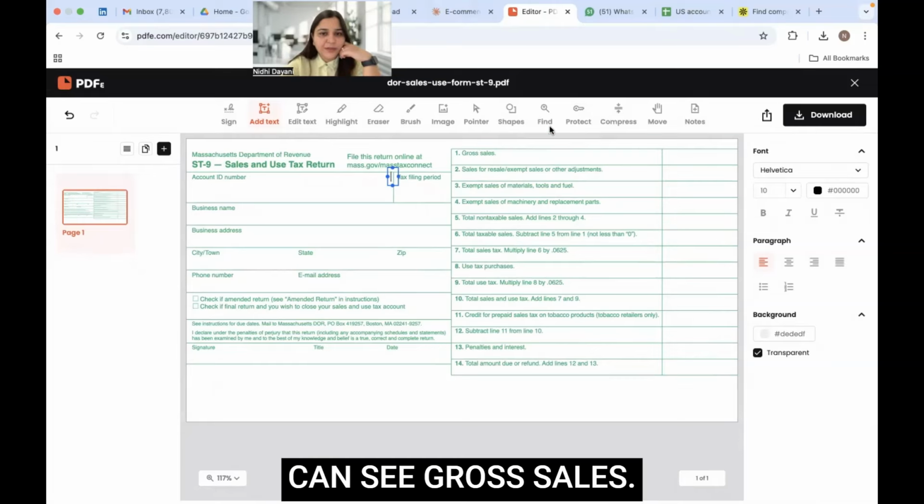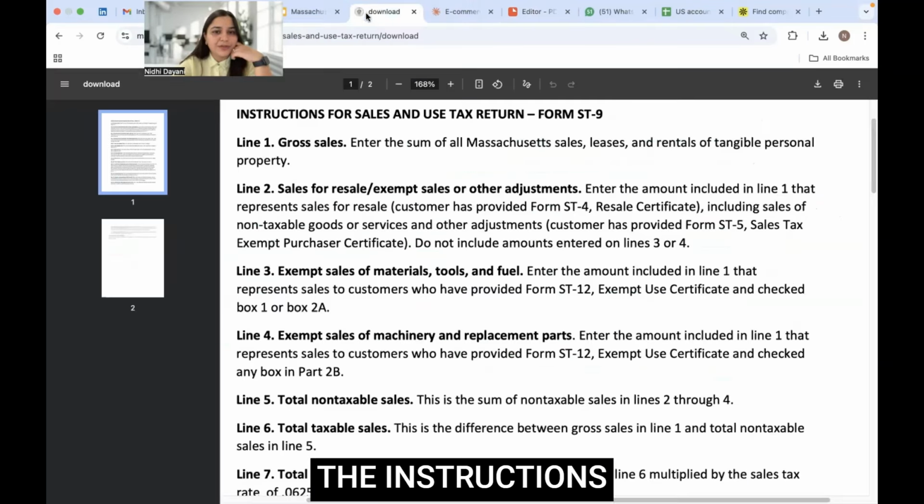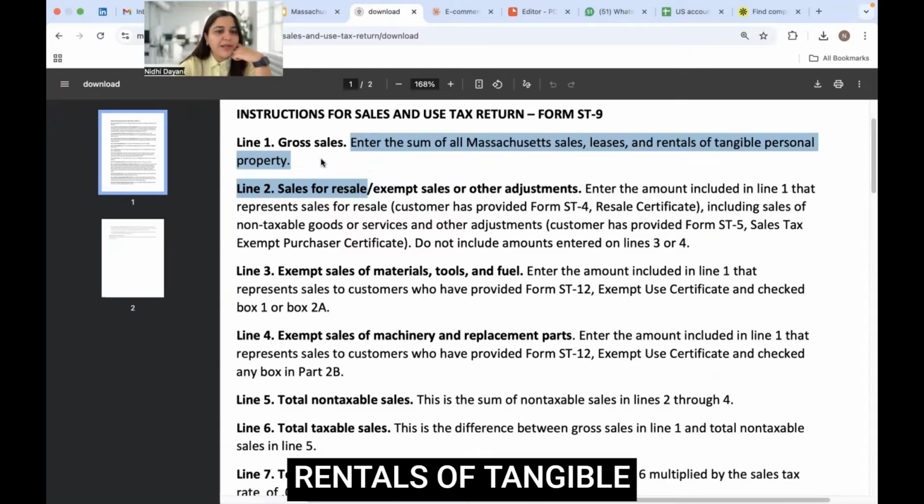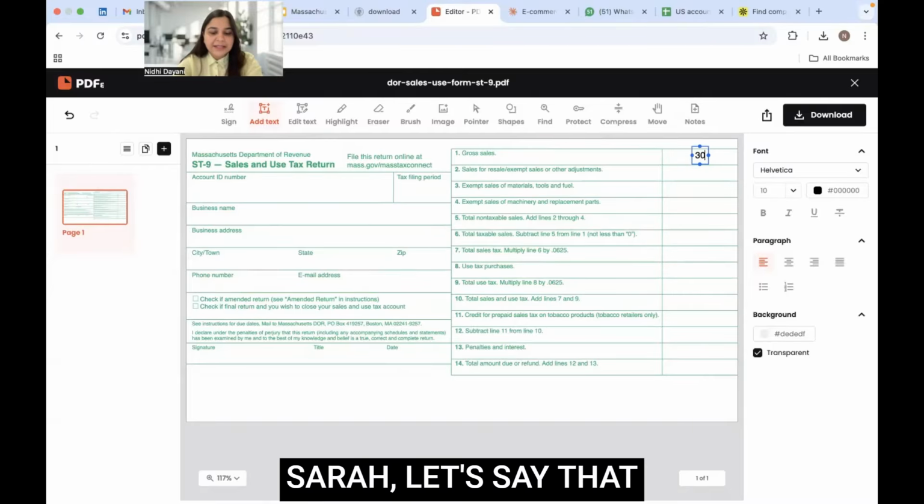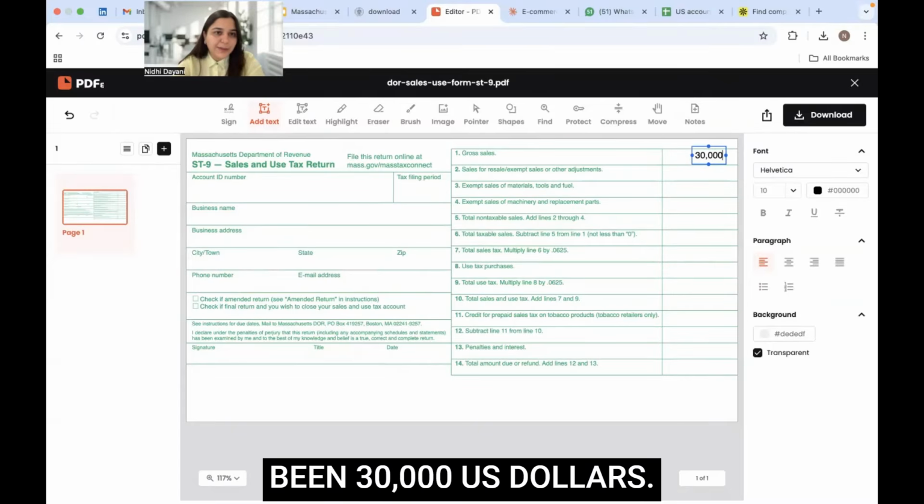So you can see gross sales. How do I need to fill it? The instructions are given right here. The sum of all sales, leases, and rentals of tangible personal property. So here, when we are talking about Sarah, let's say that her gross sales have been 30,000 US dollars.